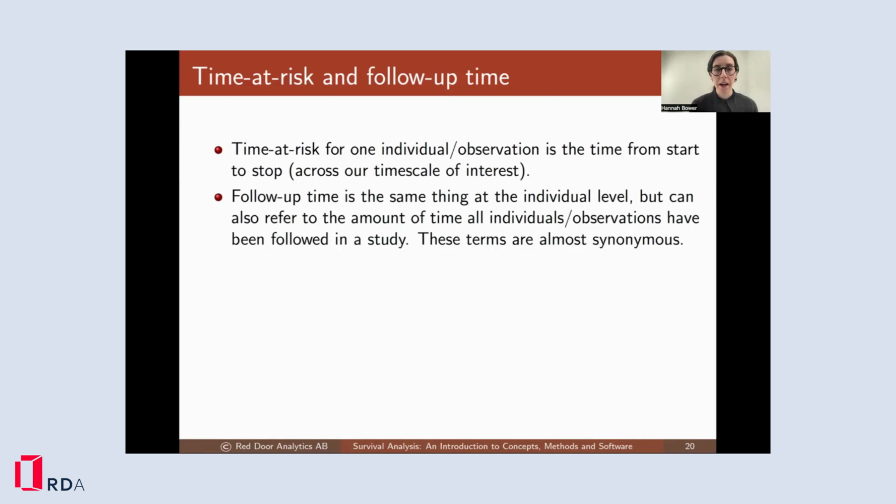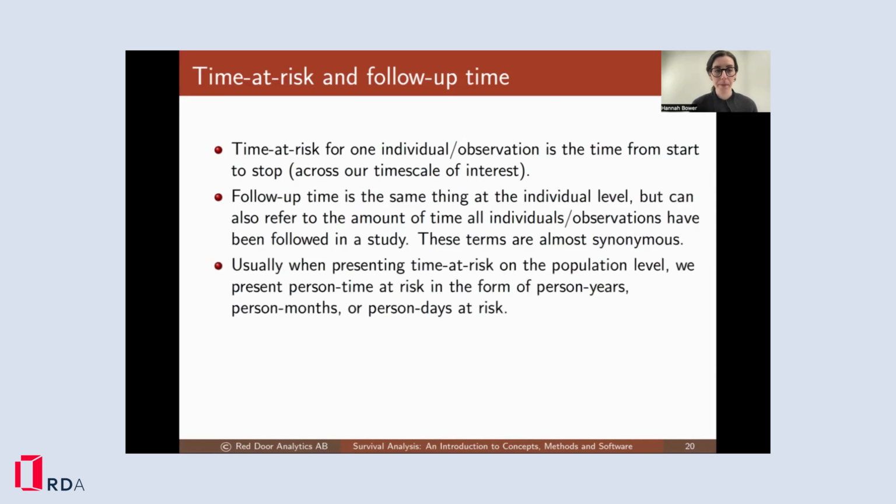So follow-up time and time at risk is the same thing at an individual level, but it can also refer to the amount of time that all individuals or observations have been followed in a study. So these terms are used almost interchangeably. Usually when presenting time at risk on a population level or on a study level, then we would present time at risk in the form of person time at risk. So the unit would be person time. And this time aspect would either be in years, months, or days. So we would have time at risk in terms of person years, person months, or person days at risk.